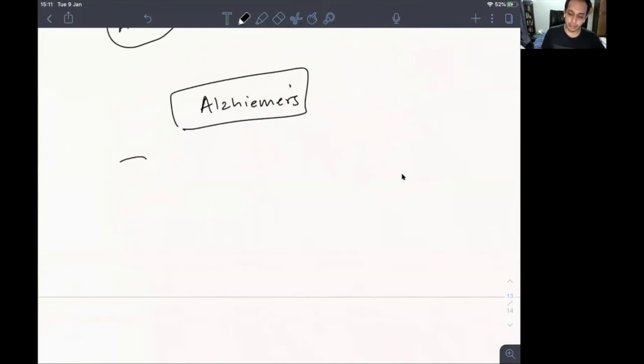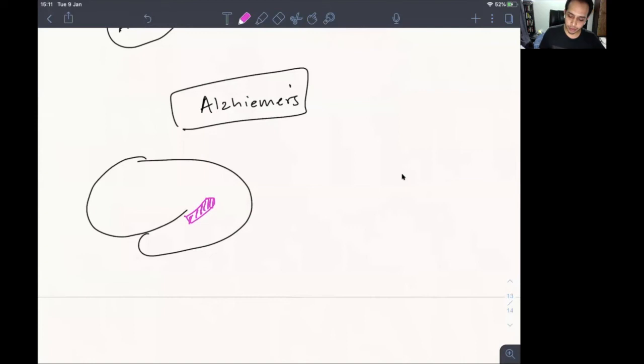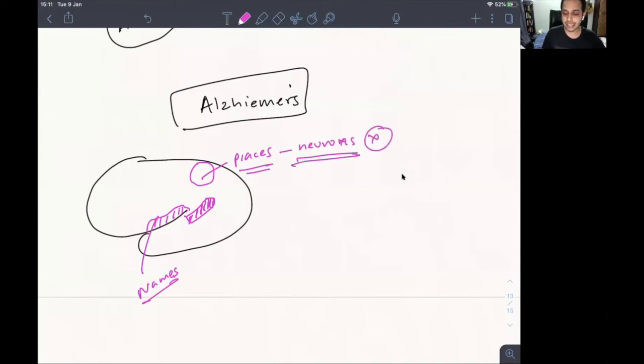So in Alzheimer's, what happens is that your brain is otherwise normal, but deep inside in your hippocampus, and the areas of the brain where you remember names or where you remember places, you start losing those neurons. So those neurons start to die. Okay, so there is degeneration. So then you slowly start forgetting what day it is. You start forgetting whether you've had breakfast or not.